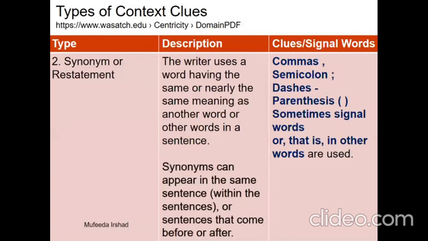Remember, when a writer uses a word having the same or nearly the same meaning as the word for which you might not already know the meaning, we call it synonym context clues. Synonyms can appear in the same sentence or sentences that come before or after. A writer usually uses punctuation marks such as commas, semicolon, dashes, parentheses, and words such as or, that is, in other words, to signal synonym clues.